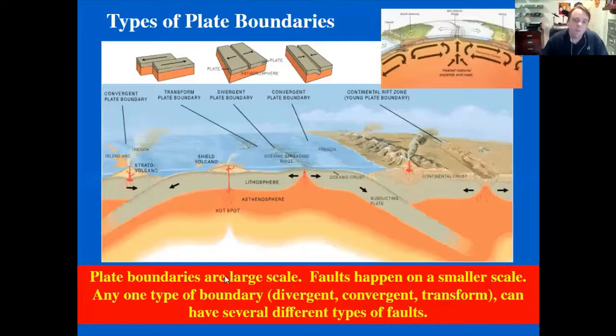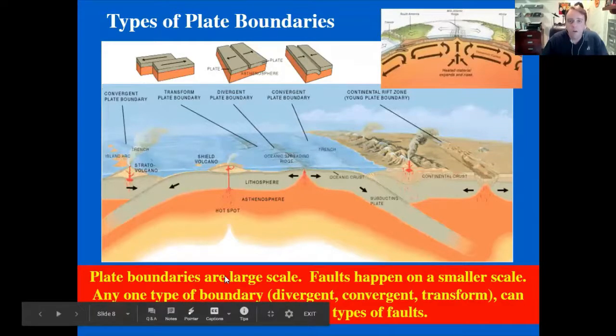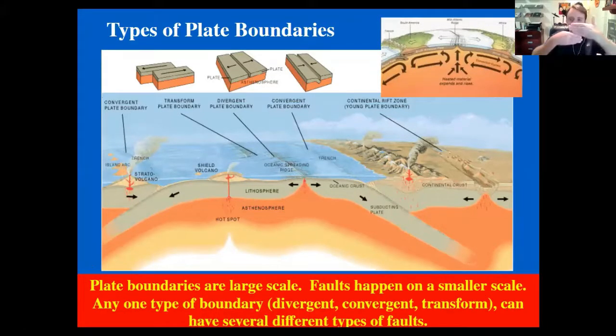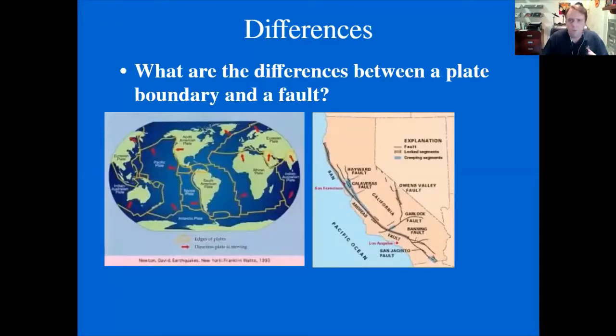So plate boundaries are large scale. Faults happen on much smaller scales. So any one type of plate boundary, transform, divergent, convergent, any one of those can have several different types of faults, all 4 different types of faults. So what's the difference between them? The difference between a plate boundary and a fault is really just scale, just size.